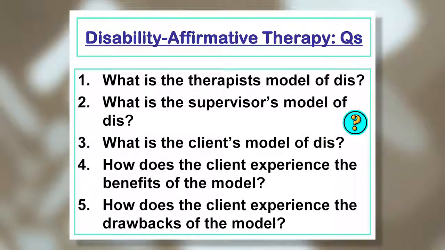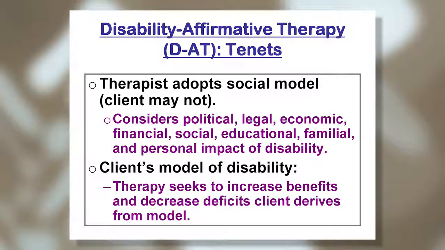So in disability affirmative therapy, you need to think about what is your therapist's model of disability, what is the supervisor's model, what is the client's model. Is the client getting the benefits of the model, or is the client mostly experiencing the drawbacks of the model? I think that the therapist should adopt the social model, but should not insist that the client does. What you're trying to do is to help the client realize the benefits of the model and minimize the deficits of the model. But you as the therapist should not just be thinking about what's in the room, but also about political, legal, economic, financial, social, educational, familial, and the personal impact of disability.